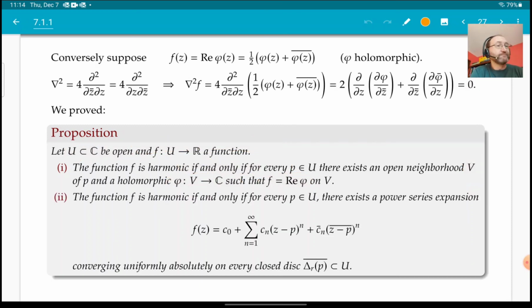Now, another way to basically state the same thing is that f is harmonic if and only if around each p there is a power series expansion of the following sort. It's not a power series expansion in just z minus p. It's a power series expansion in z minus p and z minus p bar, but of this very specific form. We're never multiplying z minus p and z minus p bar, right?